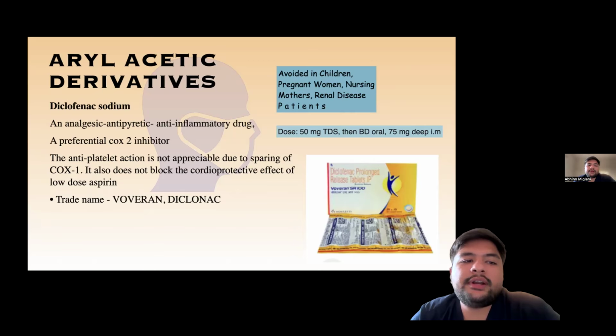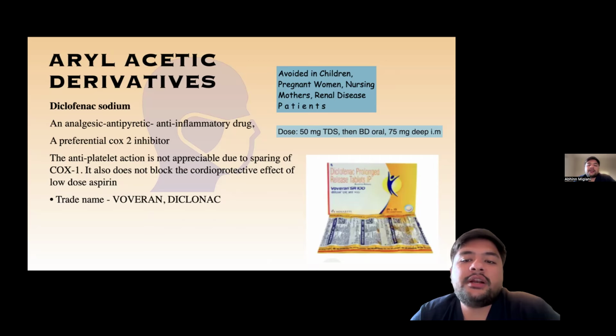Aryl acetic derivatives include diclofenac sodium, an analgesic, antipyretic, anti-inflammatory drug, a preferential COX-2 inhibitor. The antiplatelet action is not appreciable due to sparing of COX-1. It also does not block the cardioprotective effect of low-dose aspirin. Its trade name is Voveran or diclofenac. Here we can see a Voveran SR sustained release 100 mg tablet.